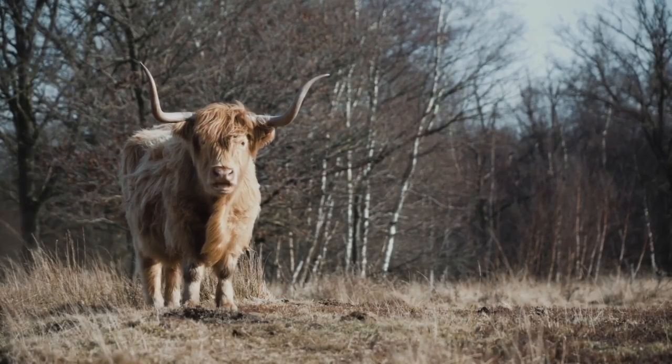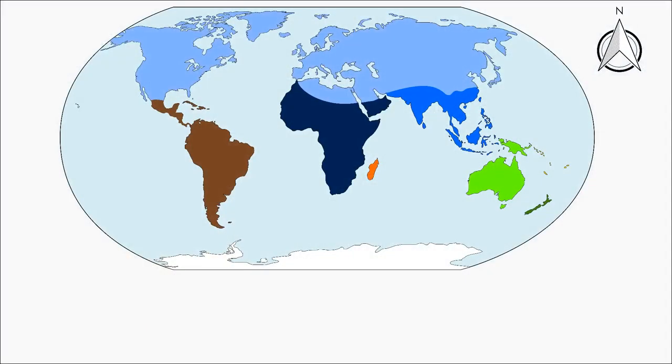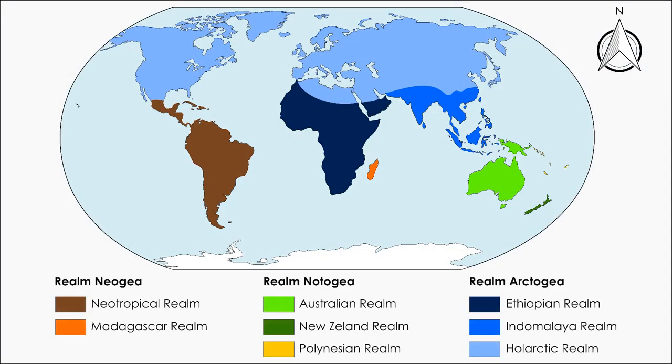Animal species can be better observed through zoogeographical realms: realm Neogeia, realm Notogeia, and realm Arctogeia. Note that I'm going to mention only some of the characteristic species that are interesting in my opinion. Also, I'm not going to mention subrealms of each of their smaller realms. I can do that in some future videos if you like this one.